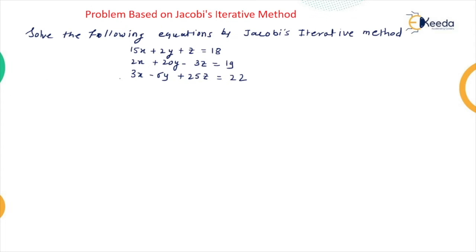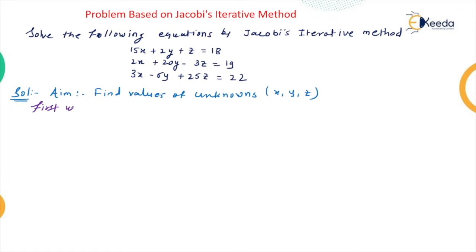So what is the solution by the Jacobi iterative method? First, what is your aim, guys? Your aim is to find the values of the unknowns. Which are the unknowns in the above equations? The unknowns are x, y and z. You have to find the values of x, y, z. First we write the equations as x equal to, y equal to, and z equal to.